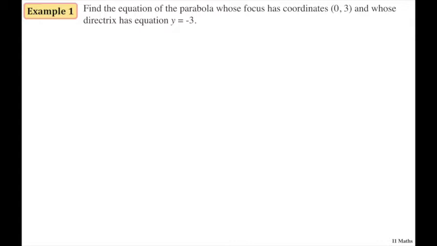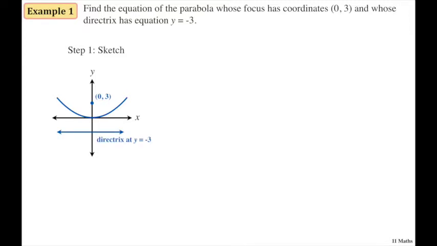Find the equation of the parabola with a focus at 0, 3 and a directrix at y equals -3. Now the first thing we always want to do is draw a quick sketch. So you just draw a quick set of axes, and we're going to put 0, 3, we're going to put y equals -3 in, and we know the parabola must open upwards because the focus is always inside the parabola. There's our little diagram. We've got enough information there to find the equation of the parabola.